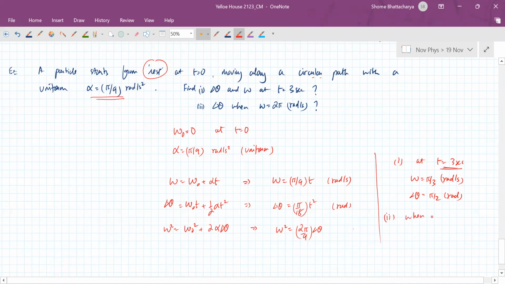And when omega is equal to 2 pi, delta theta would be equal to omega square by 2 alpha, or 18 pi.